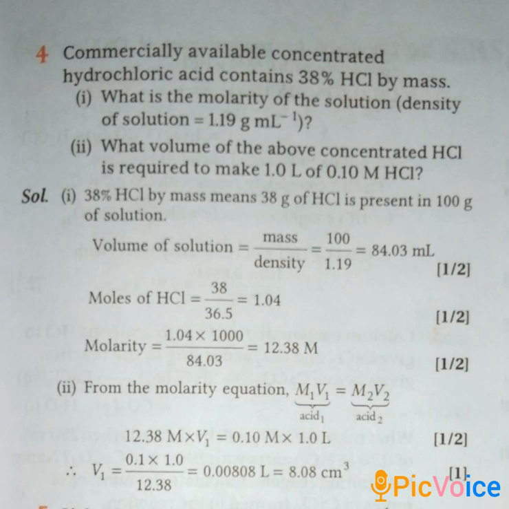So to convert ml into liters, we have divided 84.03 by 1000. So 1000 has gone as numerator. Molarity comes out to be 12.38 molar.